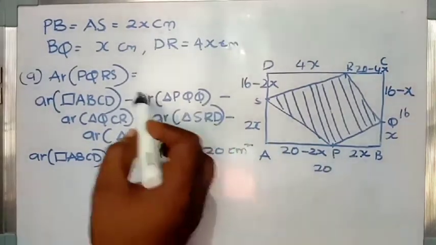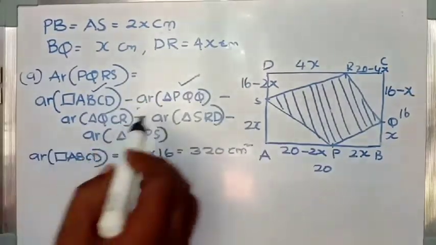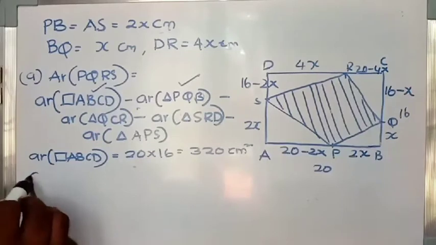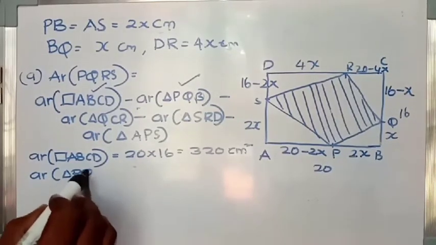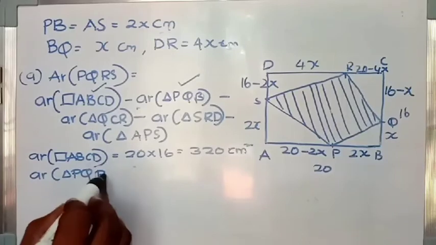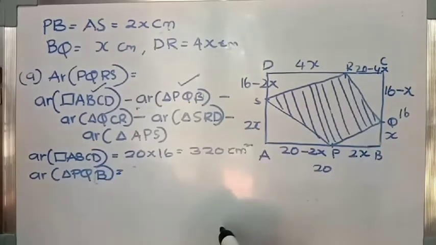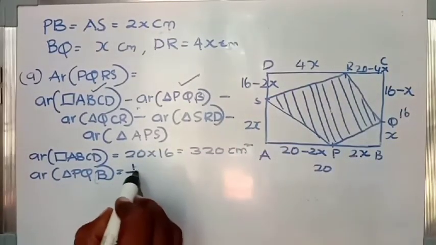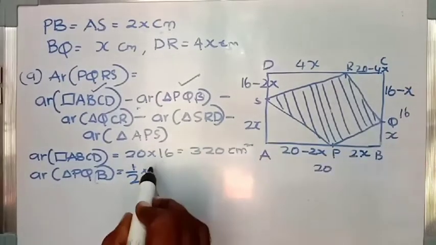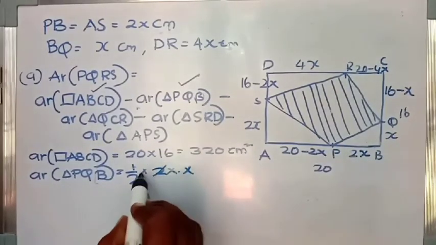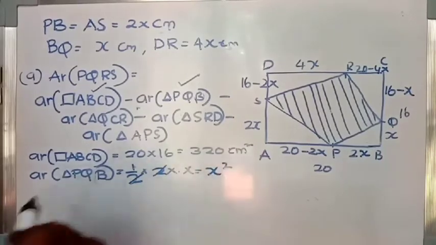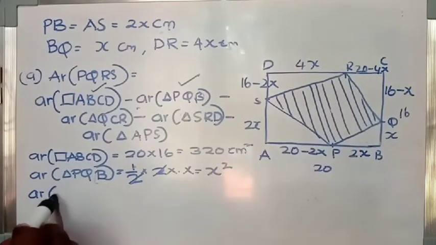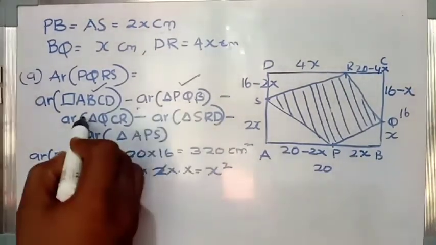Now we have to find the area of triangle PQB. Area of a triangle is half into base into height because each of this triangle is right triangle. So we can use half into base into height. It is half into 2x into x. We get it as x squared. Now next area. Area of triangle QCR.